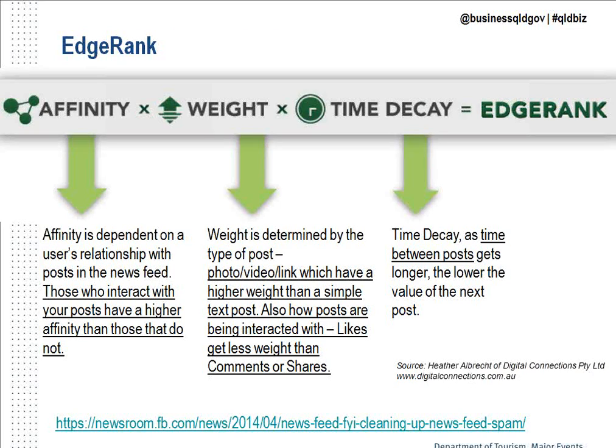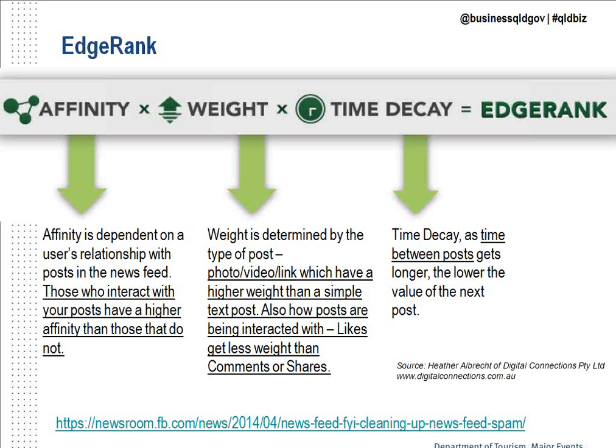As I said, EdgeRank has three components: affinity, weight, and what they call time decay. Affinity is based on the user's relationship with your posts and your news feed. So how users interact with your posts determines how many more people get to see it. If people comment on or like posts from you, the likelihood that future content will appear in their news feeds from your business is much higher than if they don't interact with your content.